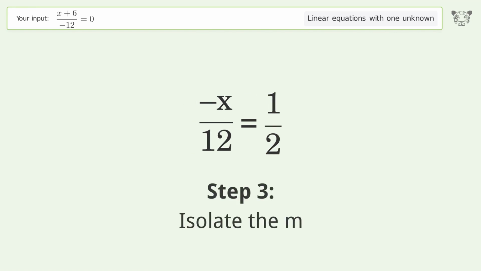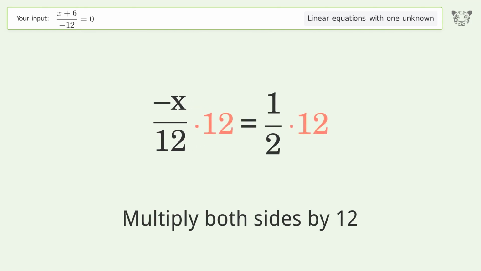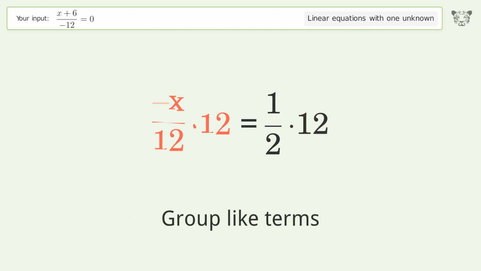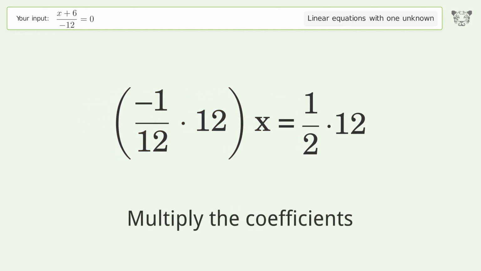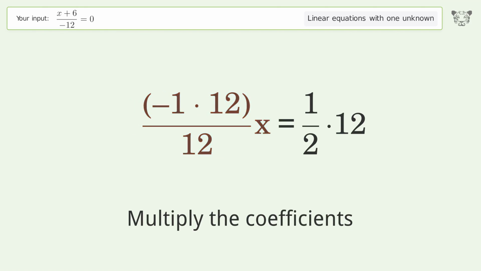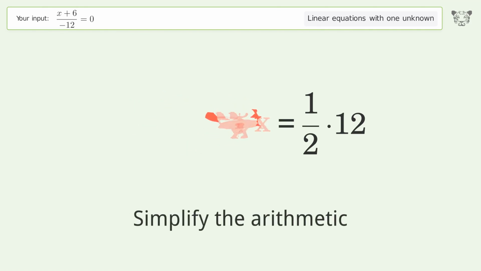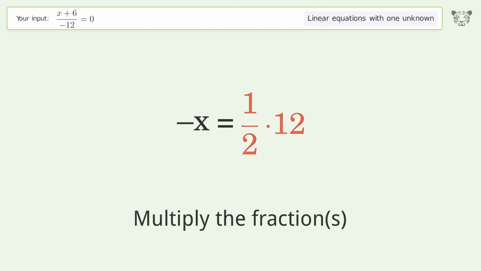Isolate the m. Multiply both sides by 12. Group like terms. Multiply the coefficients. Simplify the arithmetic. Multiply the fractions.